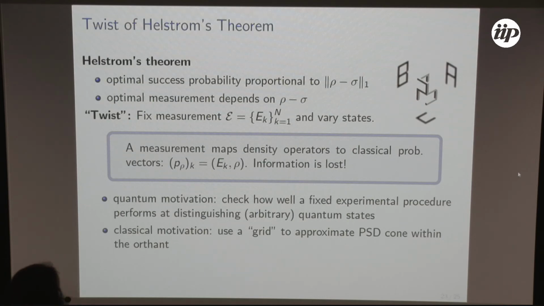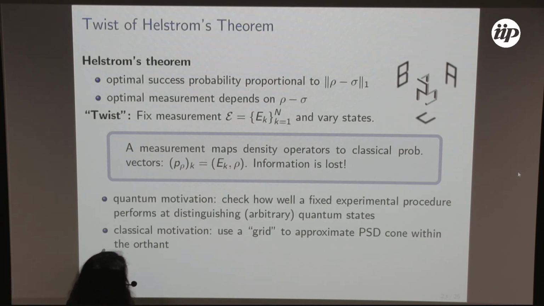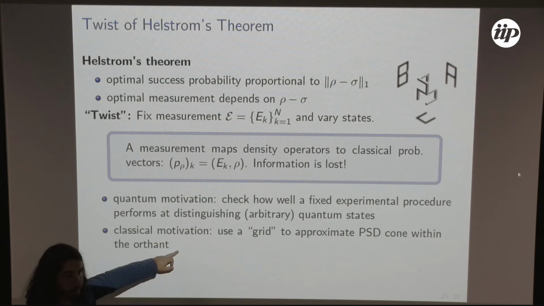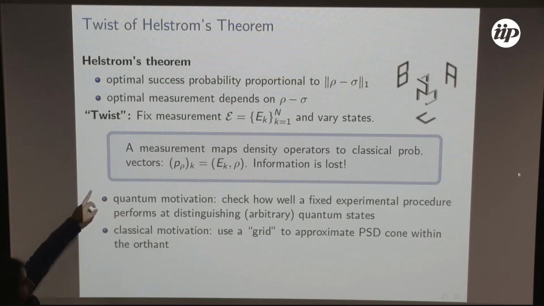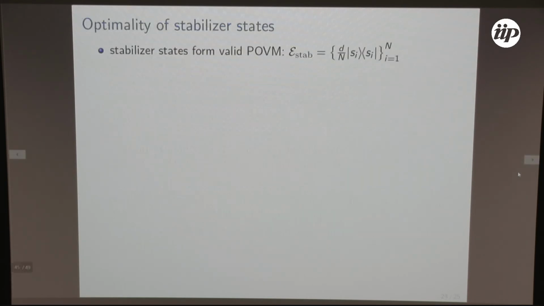And there's actually also a classical motivation that I thought I had come up with, but people at Caltech told me that this is a very relevant motivation. It also allows you to use a grid to approximate the PSD cone in a very specific setting. If your map from quantum states to classical probability distributions is sufficiently fine and good, then this will potentially allow you to replace any SDP with a linear program, which might be beneficial in practice. But let's look at what we have to say about that.